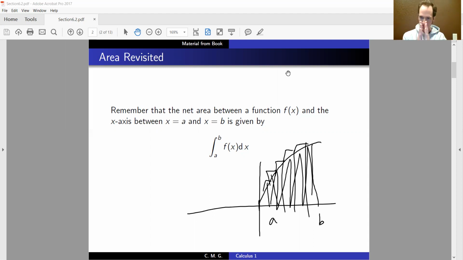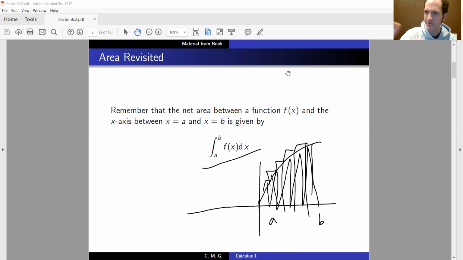Well, now I let those slivers get smaller and smaller and smaller. And the thinner they get, the closer to the actual area they are. So in the limit, they are the actual area. So that's how we ended up getting this integral, the definite integral from a to b of f of x dx. So that's how we find that.